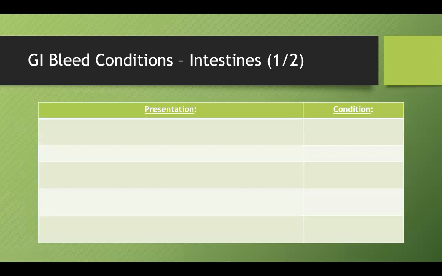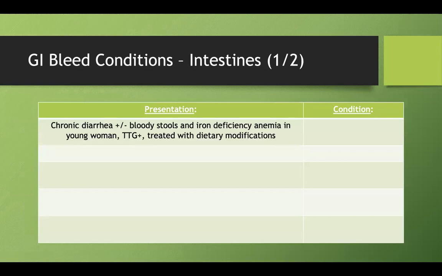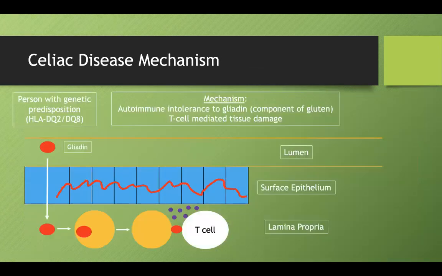Okay, how about for the intestine? So let's talk about that. What if you have chronic diarrhea plus or minus bloody stools and iron deficiency anemia in a young woman? You'll see it tissue transglutaminase positive, and you usually treat it with dietary modification. So we're describing celiac disease. This is the mechanism that I talked about in the small intestine lecture, where basically your T cells will release cytokines and damage your duodenal epithelium.